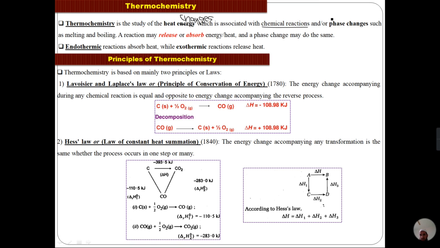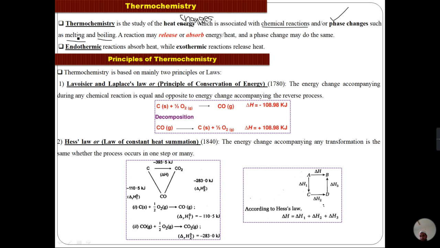Number two, it also deals with the phase changes. Means, for example, melting and boiling. For melting, you can take the example of ice. When you heat the ice, it gets converted to the liquid, that's water, that's called melting. Now for this melting process, you need the heat to be supplied, so it absorbs the heat.